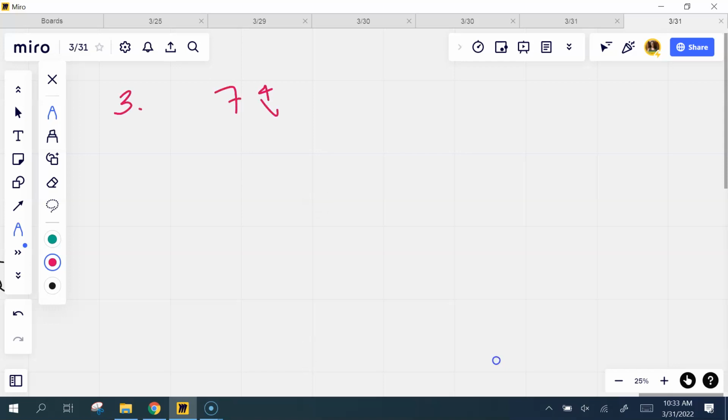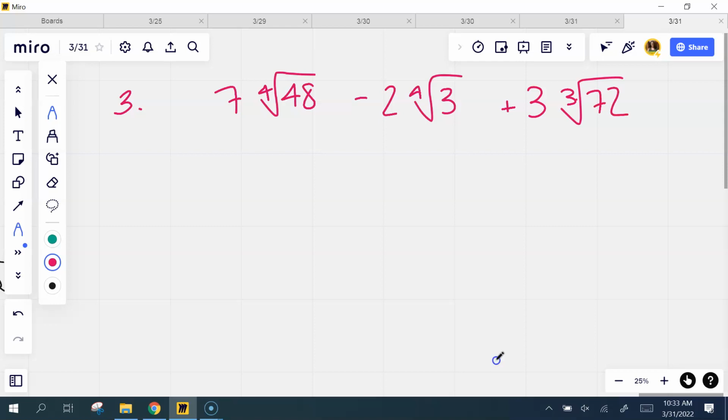7 times the 4th root of 48 minus 2 times the 4th root of 3 plus 3 times the 3rd root of 72. I noticed something that sticks out like a sore thumb from the very beginning. What is it? I've got a different root here, right? So I need to be very careful as I work my way through this one. But let's simplify each one individually.